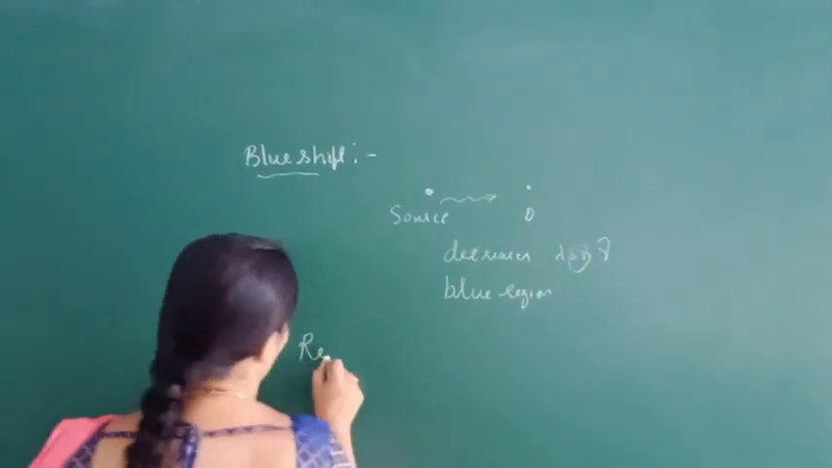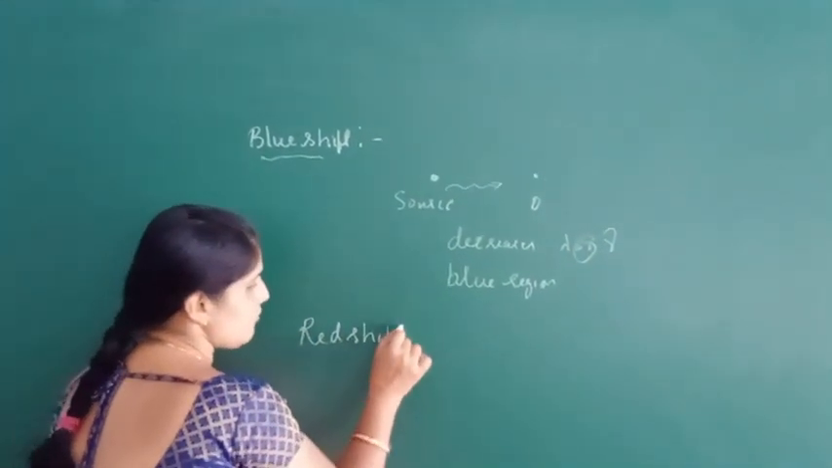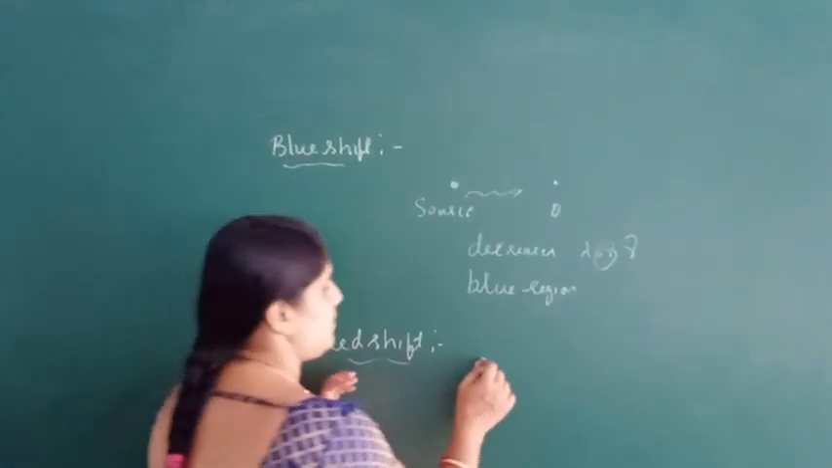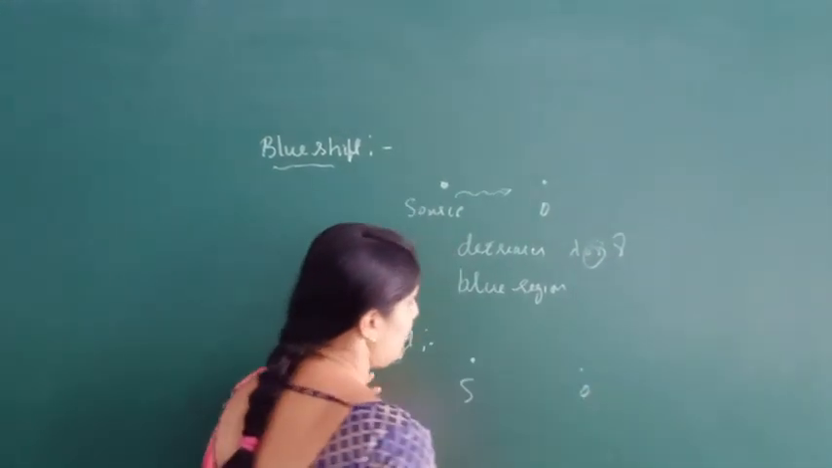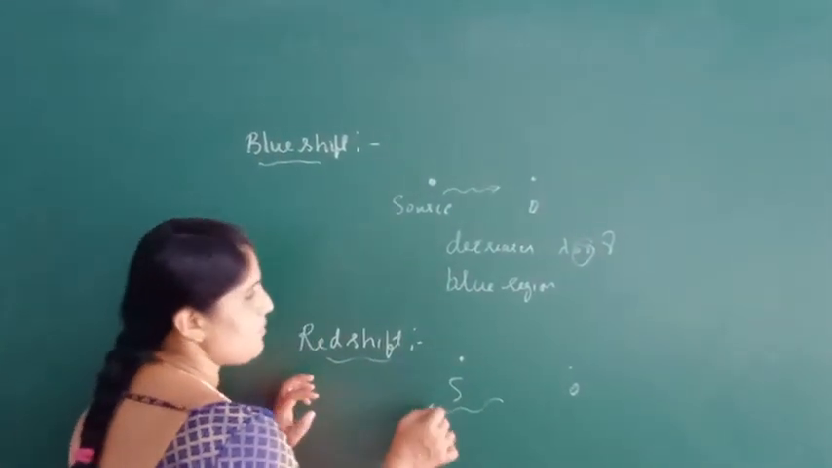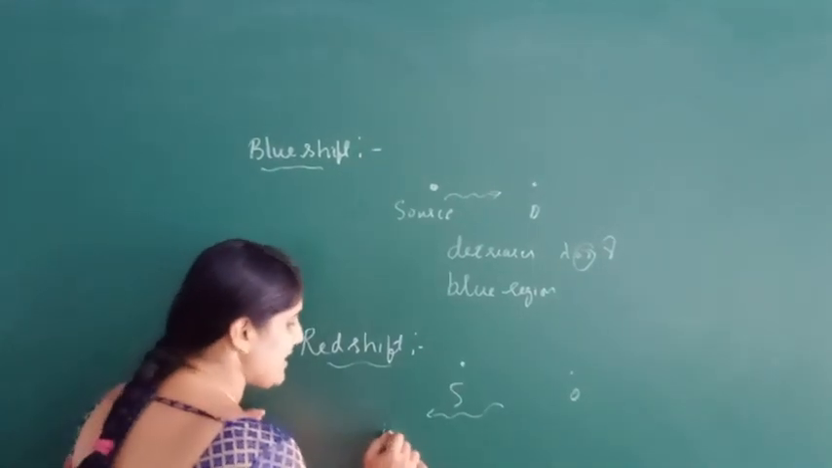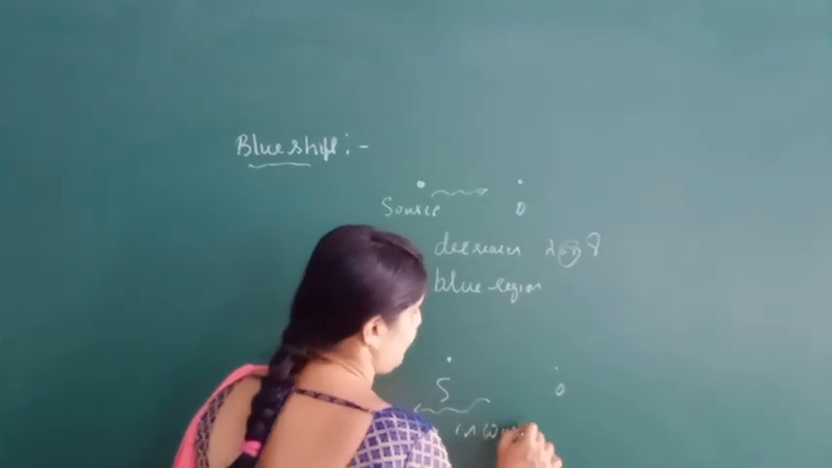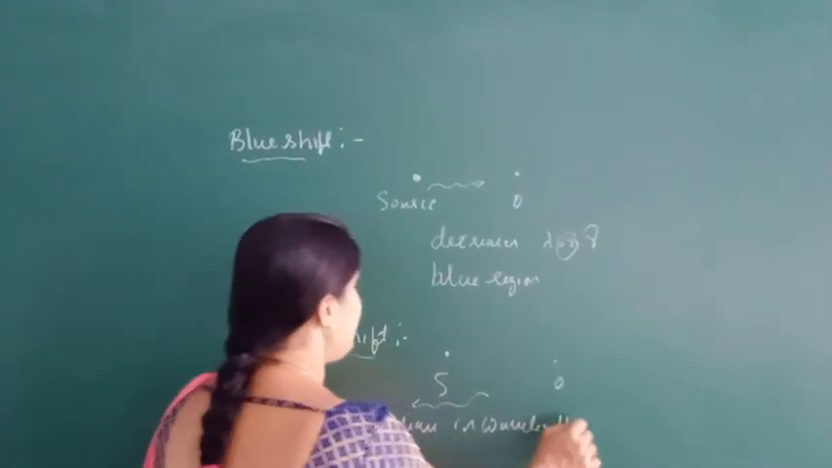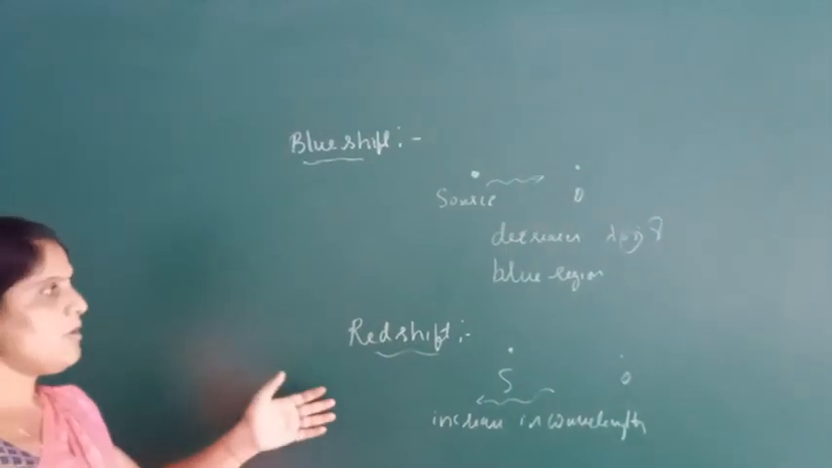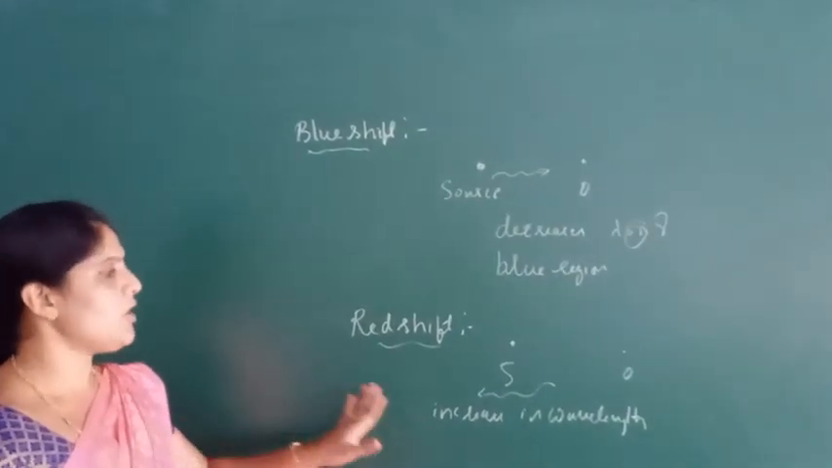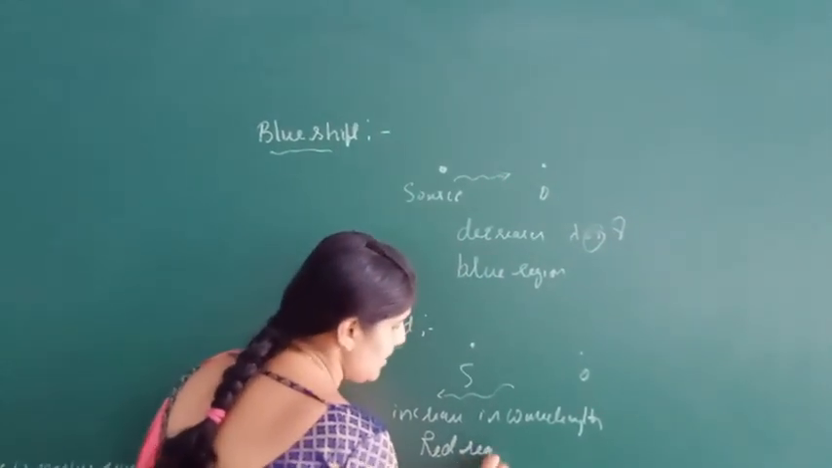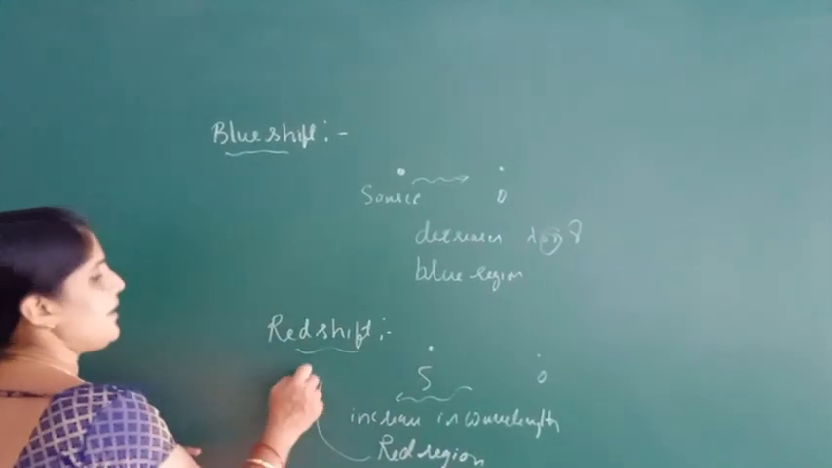Similarly, red shift. Red shift is obtained when the source moves away from the observer. This is the source and this is the observer. When the source moves away from the observer, there is an apparent increase in the wavelength. So the spectrum of the light is shifted towards the red region. Therefore, it is known as red shift.